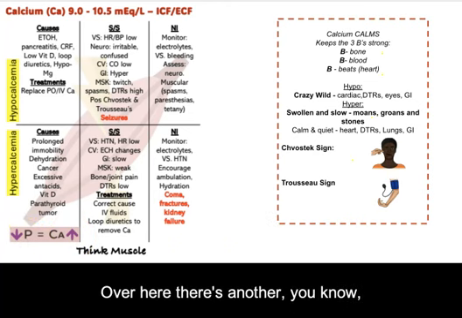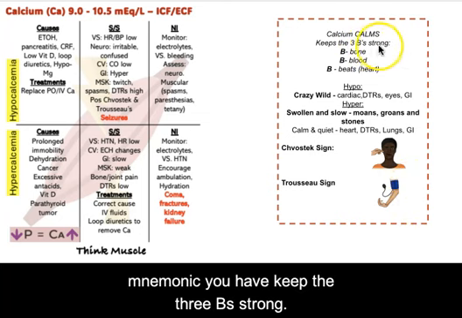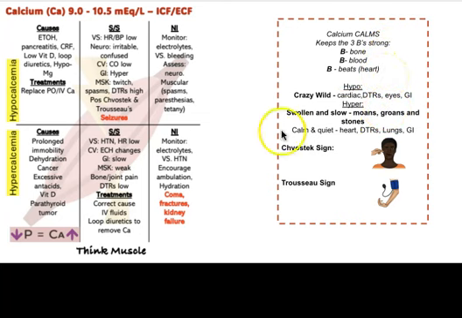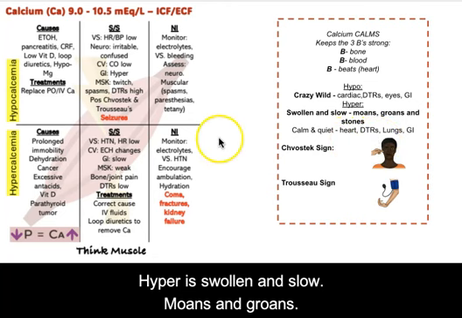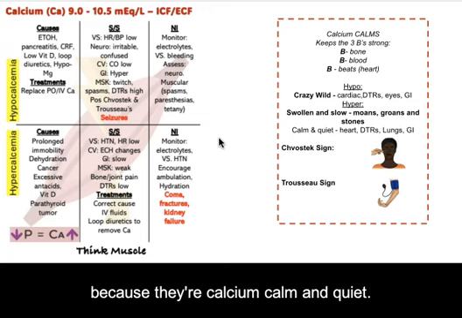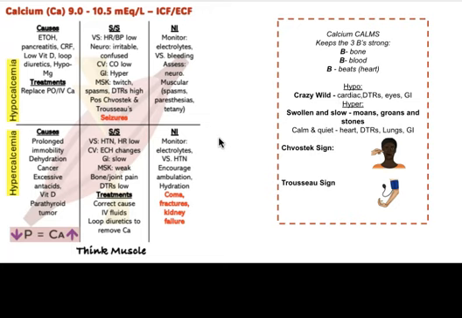Over here, there's another mnemonic. You have keep the 3 B's strong: bones, blood, and heartbeats. Hypo is crazy wild. Hyper is swollen and slow. Moans and groans and stones. Kidney stones, like calcium, because they're calcium. Calm and quiet. Heart, DTRs, lungs, GI.